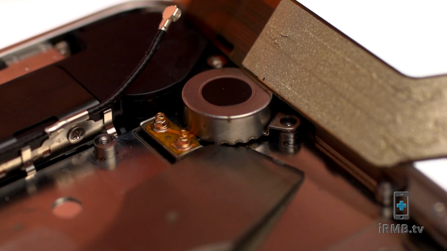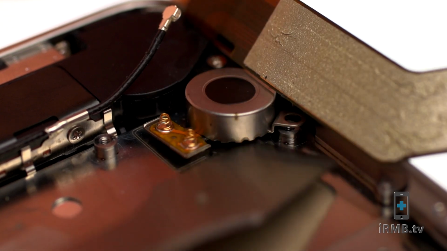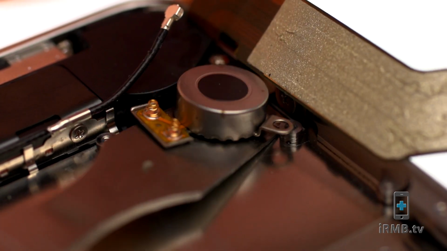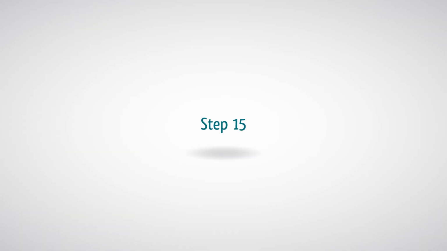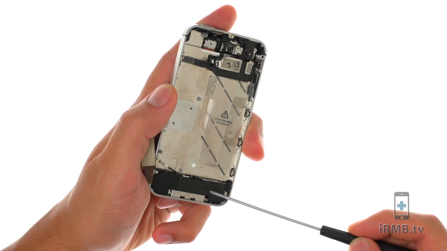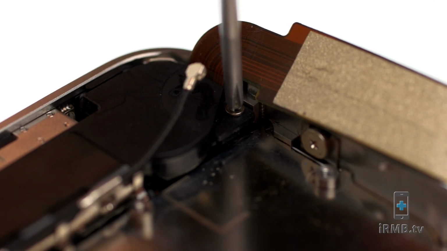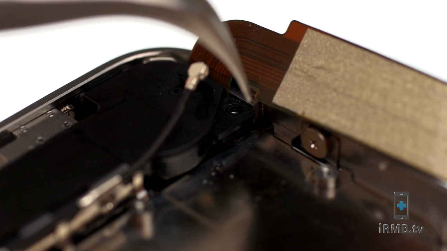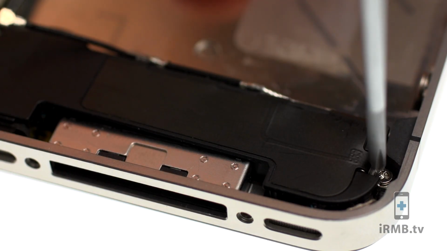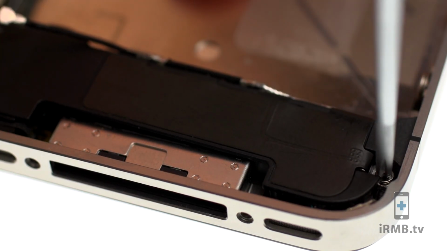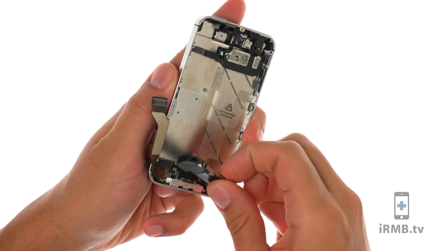Use metal pry tool to pry the vibrator up to release it from the adhesive securing it to the frame. Remove the following Phillips screw and make sure not to lose the small plastic bracket. Remove last Phillips screw holding loudspeaker housing in place and remove the loudspeaker housing.